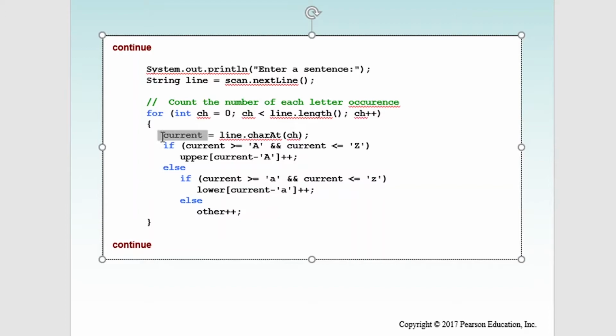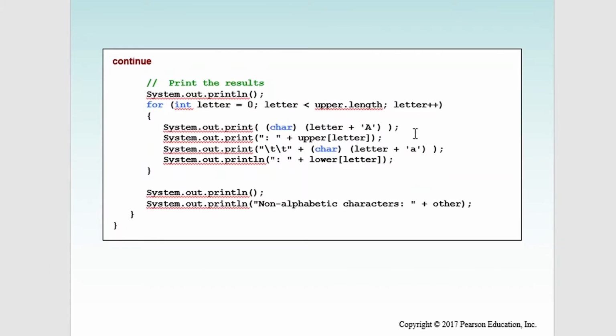They store that value into current, and they're checking to see if current is greater than or equal to capital A and less than or equal to capital Z. If it is, then they're looking at their upper array and taking the current minus capital A and then doing plus plus. So A is a char, but when you use it as an integer, it's going to give you back the Unicode character number. If it's not any of these, they do the same check, but for lowercase, and then they just increment other if it's not true for lowercase. Then they iterate over their array and they print out what values they have for the upper and lowercase letters.